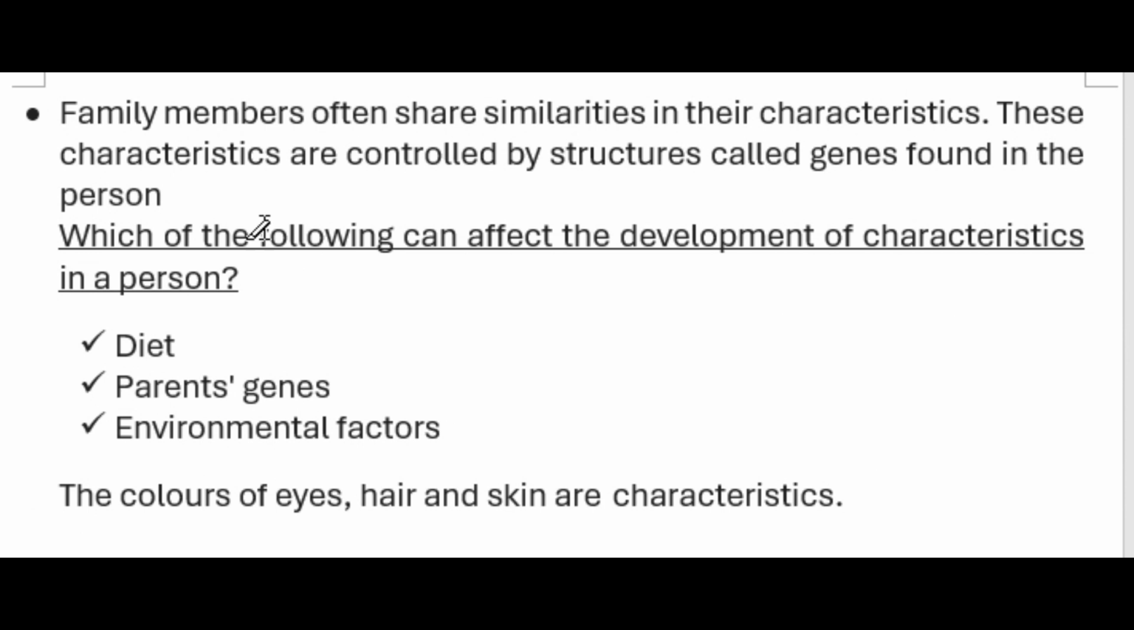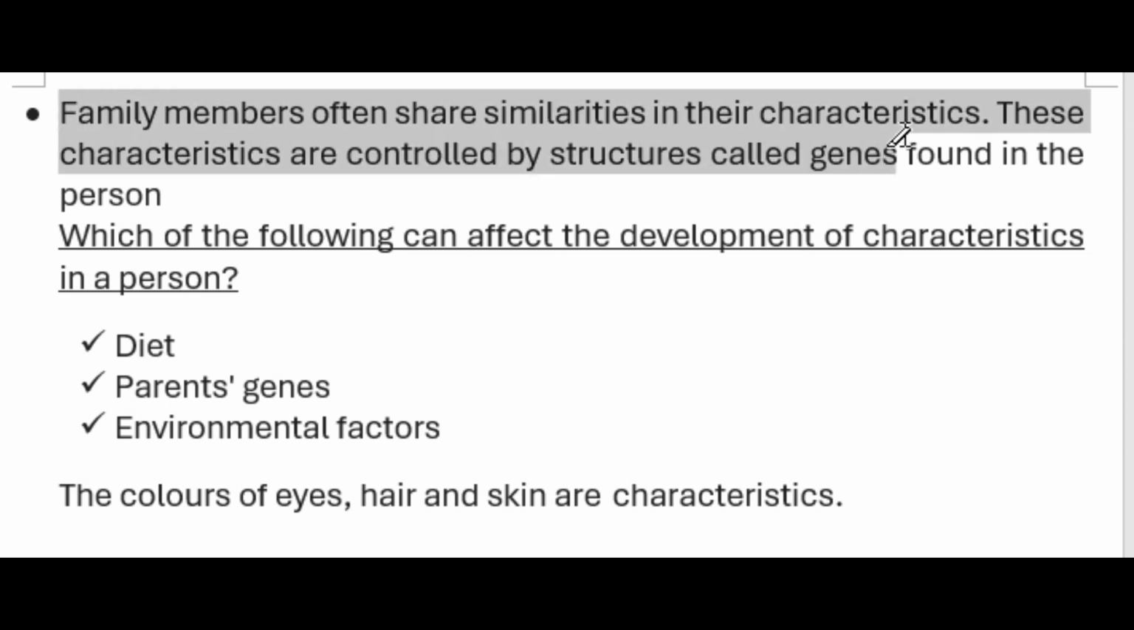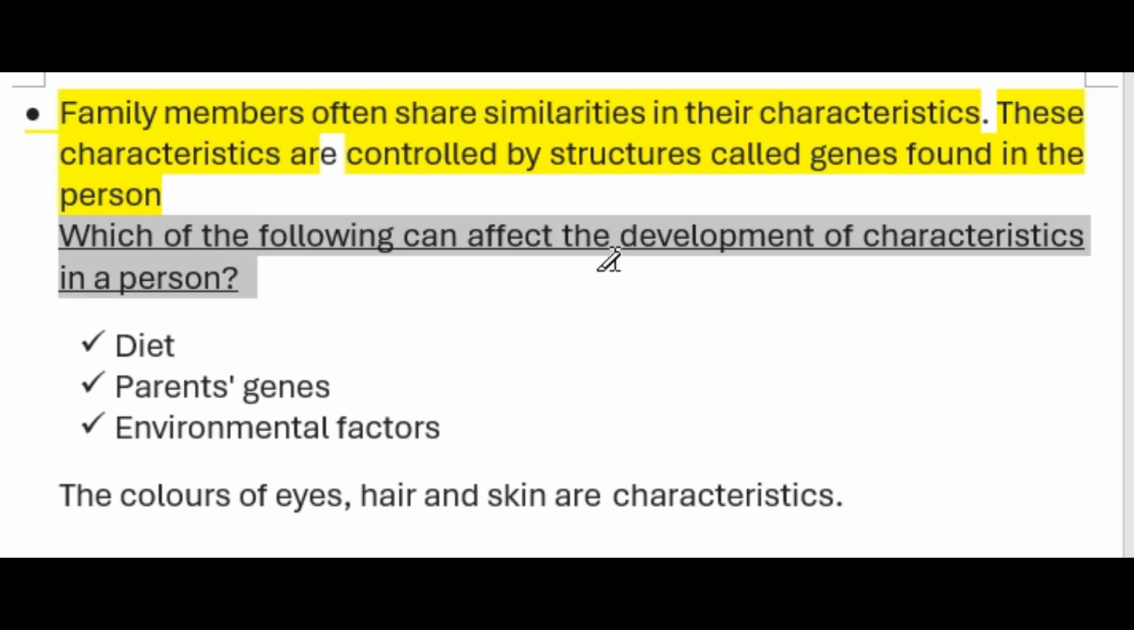Family members often share similarities in their characteristics. These characteristics are controlled by structures called genes found in the person. Which of the following can affect the development of characteristics in a person? Diet, parents' genes, environmental factors. The colors of eyes, hair, and skin are characteristics.